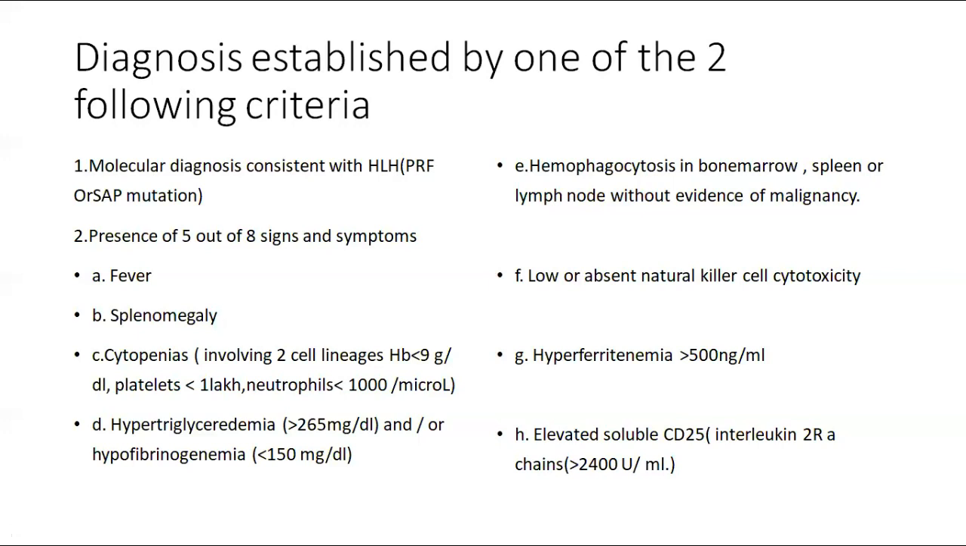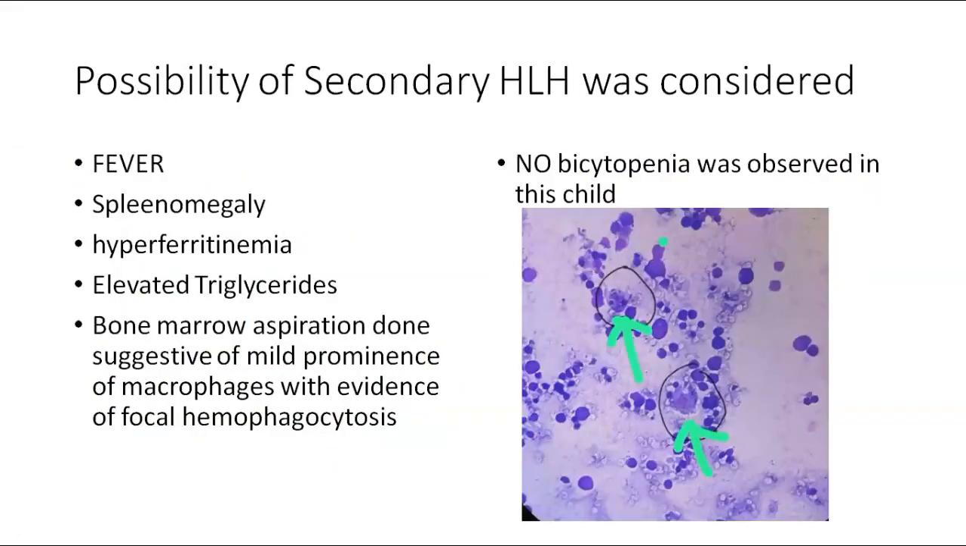So now we have fever and splenomegaly. We sent triglycerides and ferritin levels, which are also high. Then we went for bone marrow aspiration. So these are the criteria fulfilled in this child. This child has fever, splenomegaly, hyperferritinemia, elevated triglycerides, and bone marrow aspiration suggestive of macrophages with evidence of focal hemophagocytes, and no bicytopenia is observed in this child.